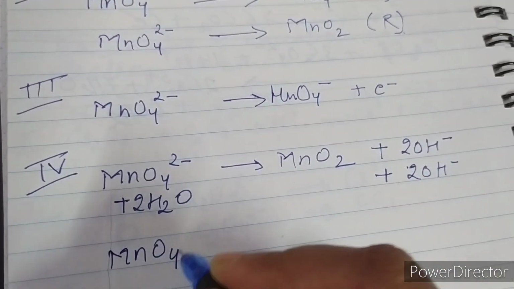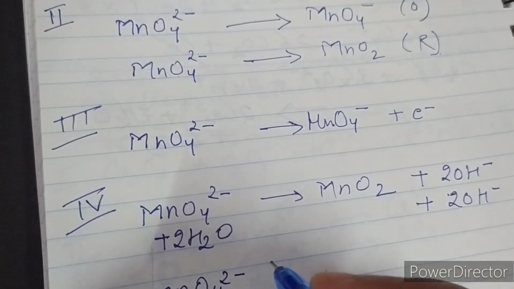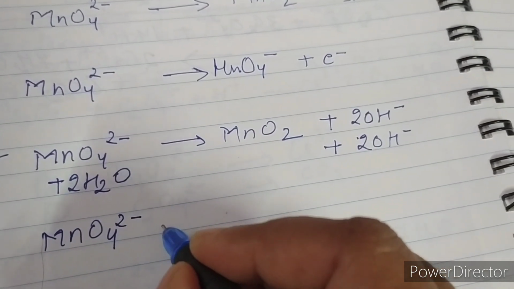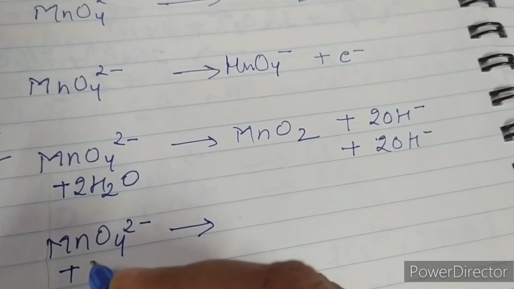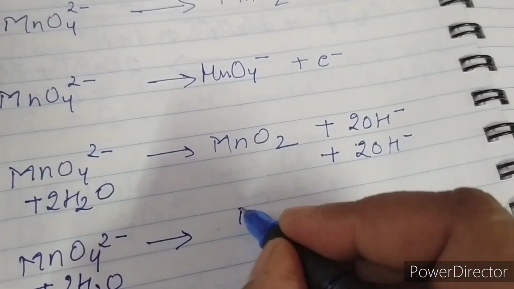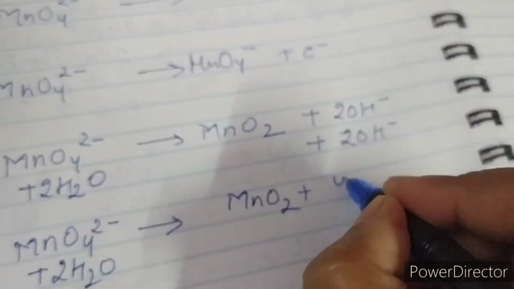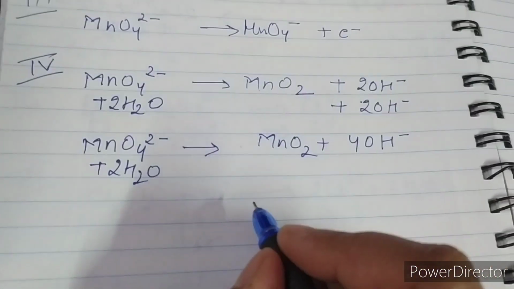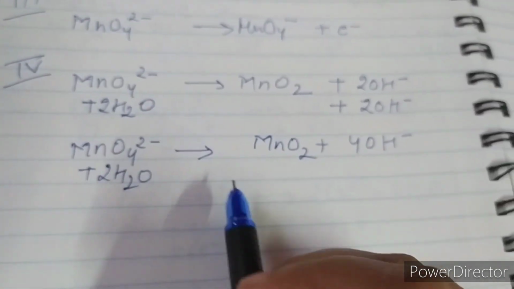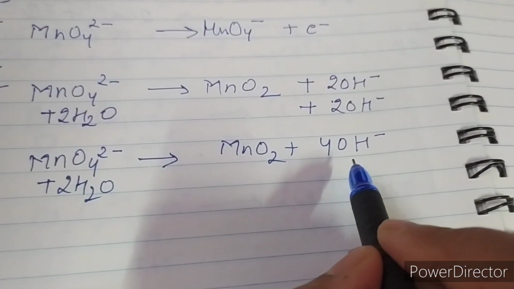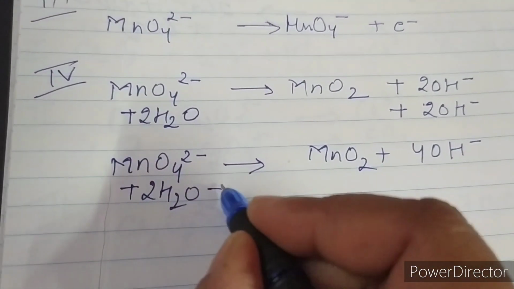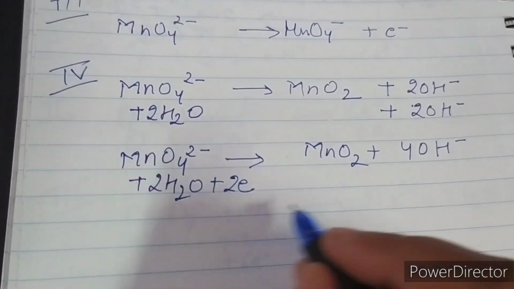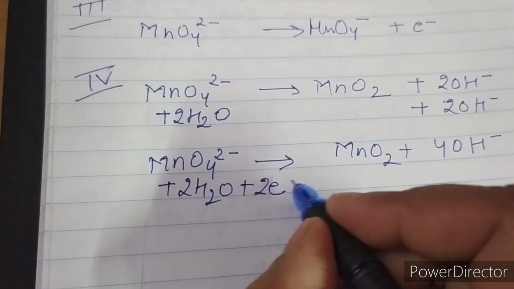So we can write it as MnO4 2 negative plus 2 water will give you MnO2 plus 4 OH negative. Now we'll apply the same method, that is partial equation method. Charges first, let's balance the charge also. 2 negative is here and here it is 4 negative. So if we add 2 electrons on the left hand side, we'll get the 4 negative charge here also. So this equation is now completely balanced with respect to charge also.